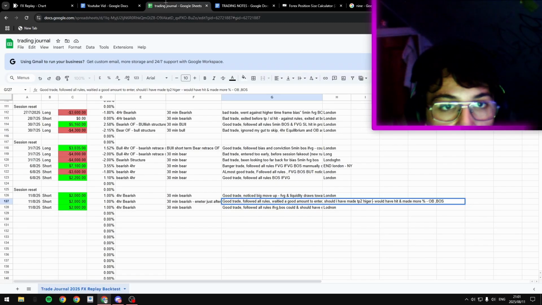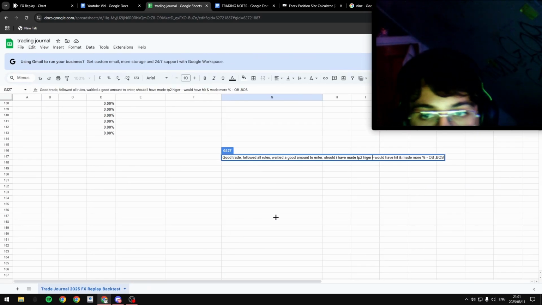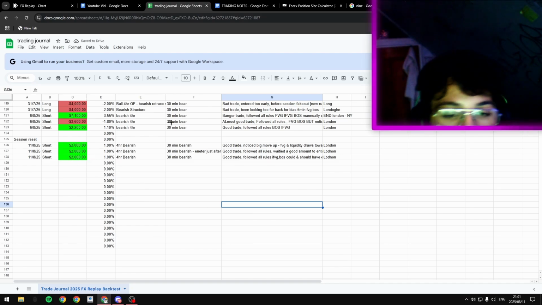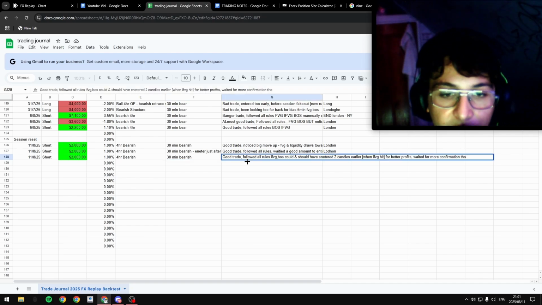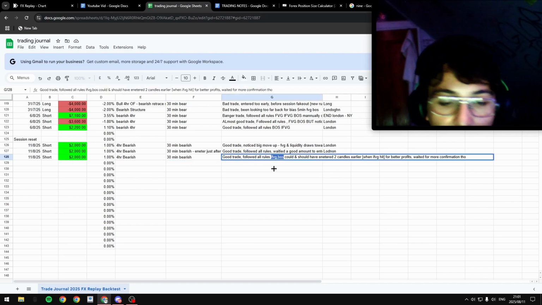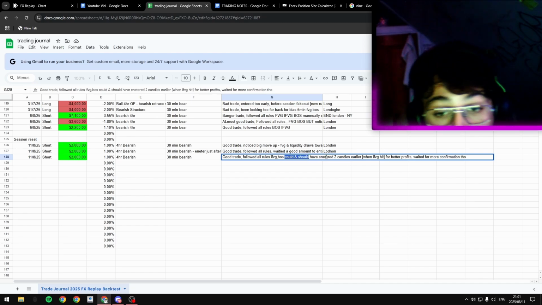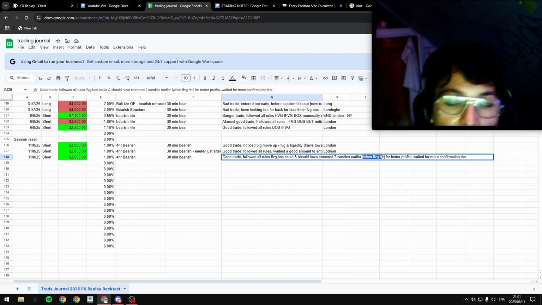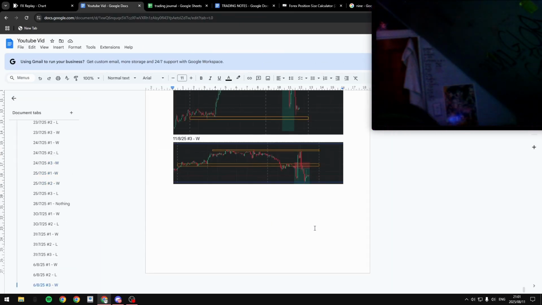The third trade we took was also a 1% short. The 4-hour was bearish once again, the 30-minute was bearish. I said it was a good trade, followed all rules, entered on an inverse fair value gap and a break of structure. I said we could and should have entered 2 candles earlier, which was when the inverse fair value gap hit, for better profits. But I waited for more confirmation, so it could have been a higher time frame trade.